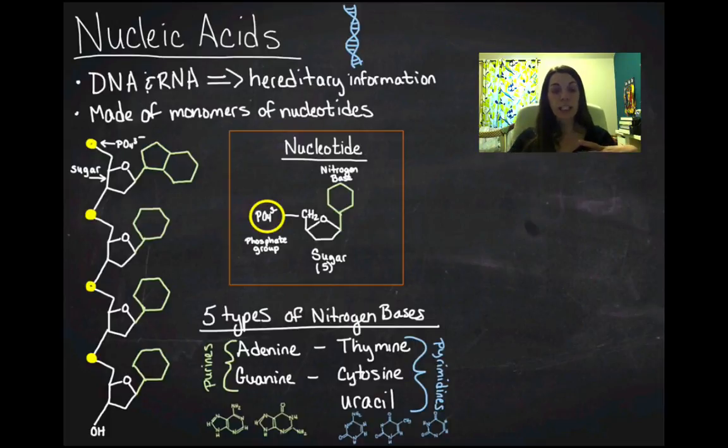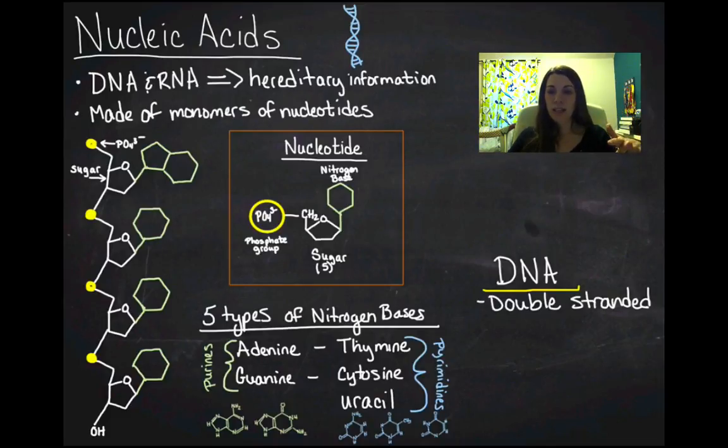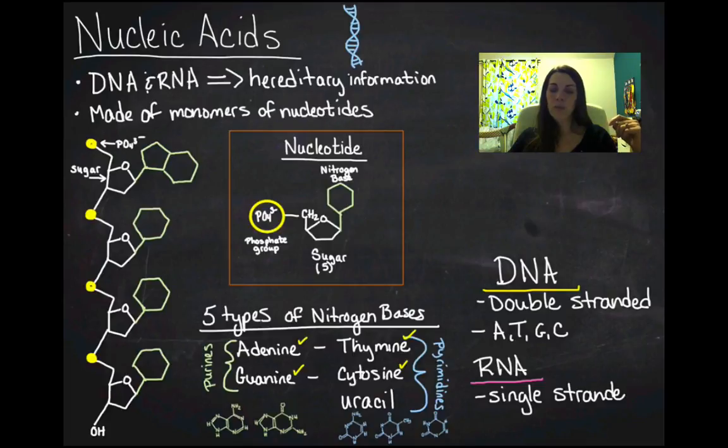So uracil is going to bind to adenine. If I have an adenine in my DNA, when I make an RNA copy of that, it would go A to U. And we're going to do activities on that in class. So those are my five nitrogen bases. In DNA, I'm going to have a double strand, and I'm going to have A, T, G, and C. So I'm going to put a little yellow check mark next to all four of those. And then RNA is single-stranded, and I'm going to have A, U, G, and C. So I'm going to put a pink check mark next to A, U, G, and C.